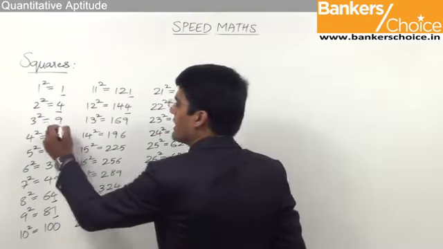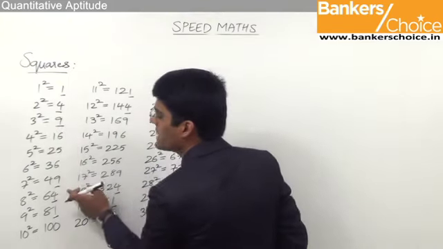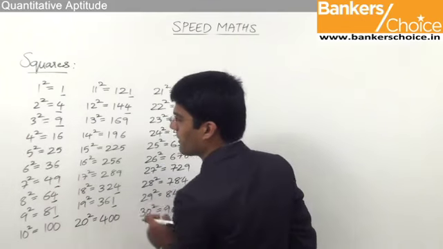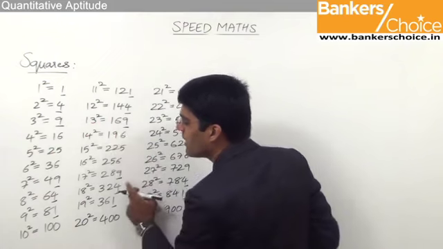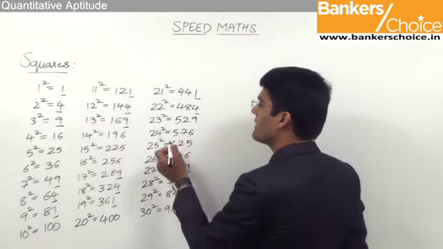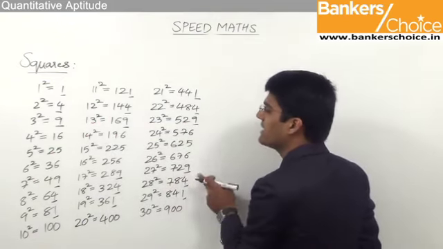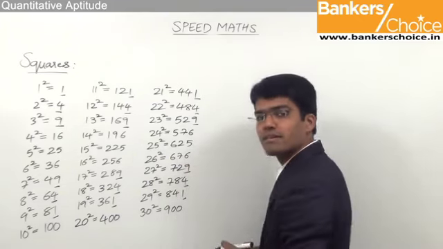Again, if you observe, when a number ends with 9, its square root ends with either 3 or 7. Likewise here as well, 169 and 289, square root ends with either 3 or 7. And in 729 and 529, numbers are ending in 9, their square root ends with 3 or 7.